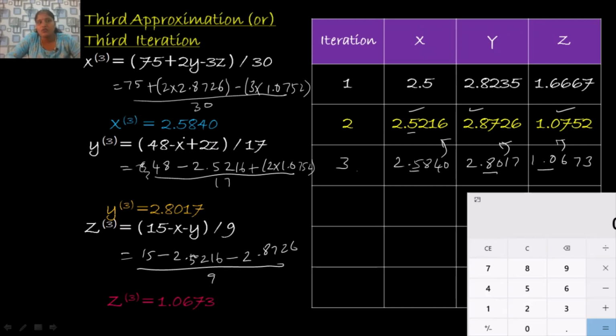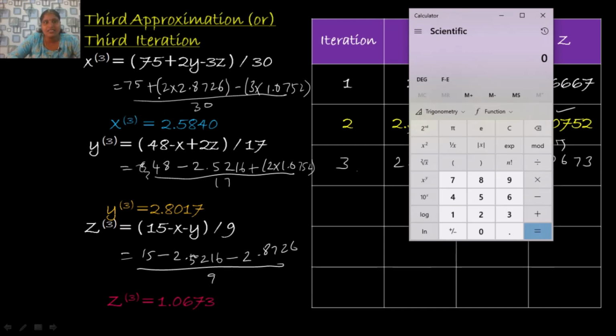So now let me show you how to calculate these values of x, y, z using the calculator. Now let me start with the value of x, that is 75 plus within parenthesis 2 product 2.8726 close the parenthesis minus within parenthesis you have 3 product 1.0752 close the parenthesis, which is equal 77.5196, and you divide this by 30.